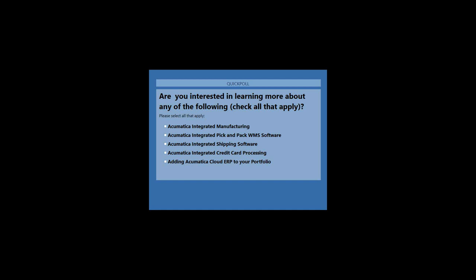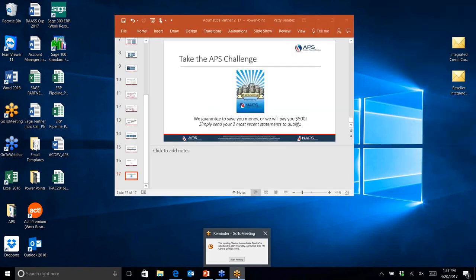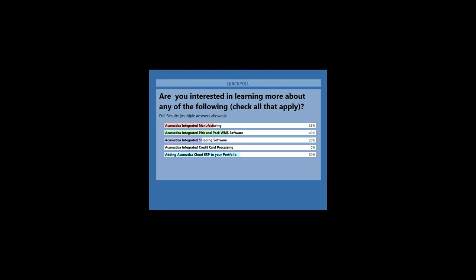And I'm going to go ahead and close out this poll. I see 44% of you have voted, and then I'm going to share the results. So it looks like 33% are interested in the JAM system, 42% in ScanCo, 25% in shipping. And then adding Acumatica to your portfolio, 50% of the audience is interested in learning more about that. So thank you for taking time out to answer those questions and be with us here today.